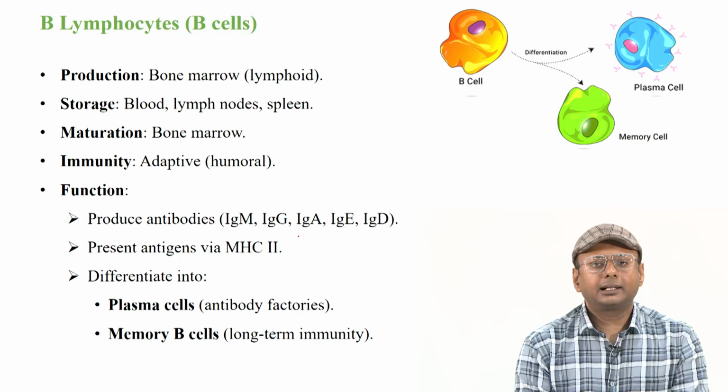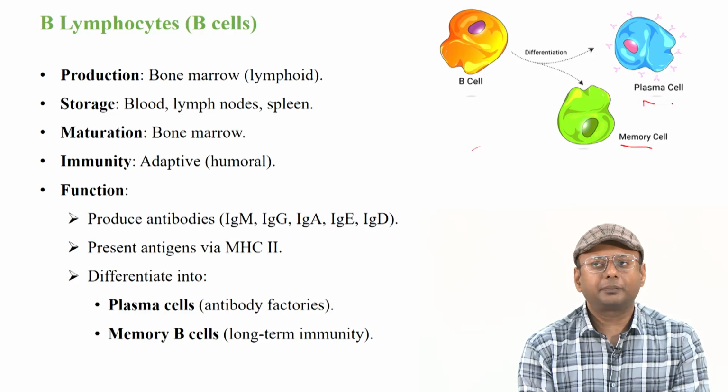Then there is another class of important lymphocytes, which are B lymphocytes. These are mainly the cells that can generate the antibody response against antigens. As you can see, B cells can differentiate into different types of cells, for example memory B cells or plasma cells, and they are generally produced in the bone marrow, and maturation also happens in the bone marrow.